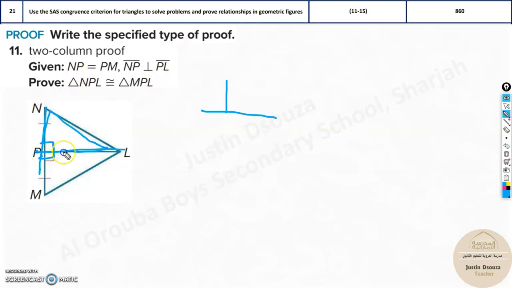We need to prove these congruent. And look over here, they have mentioned the SAS postulate. That means side, angle, side. Looking at this figure, I can easily tell that NP and PM are congruent. These two right angles are obviously congruent, and PL is congruent because of the reflexive property. But we need to write in the proper way.